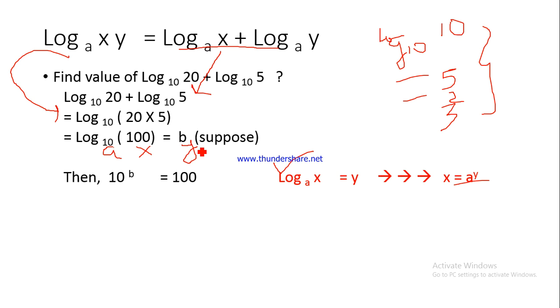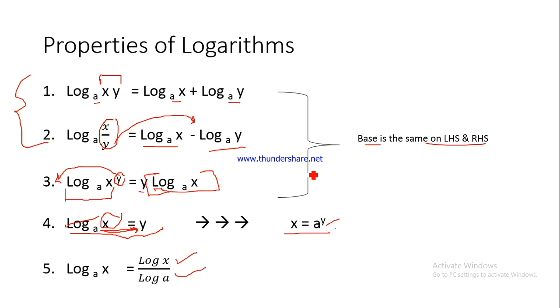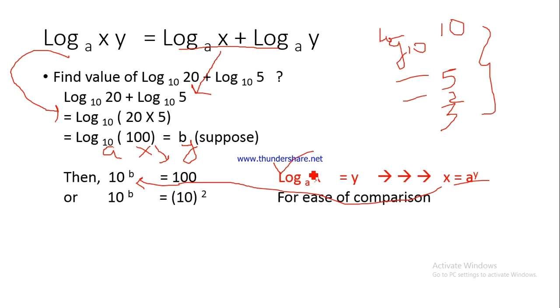Now if you use this property, log a base x is equal to y can be written in this manner also, x is equal to a raised to the power y, and that is what is being done here. X is 100, so I have mentioned it here, is equal to a raised to the power y, means 10 raised to the power b. So this has been mentioned here, right? And this particular property has been used. This is property number 4 it was. Have a look again, this was property number 4. So we are basically using property number 4, right?